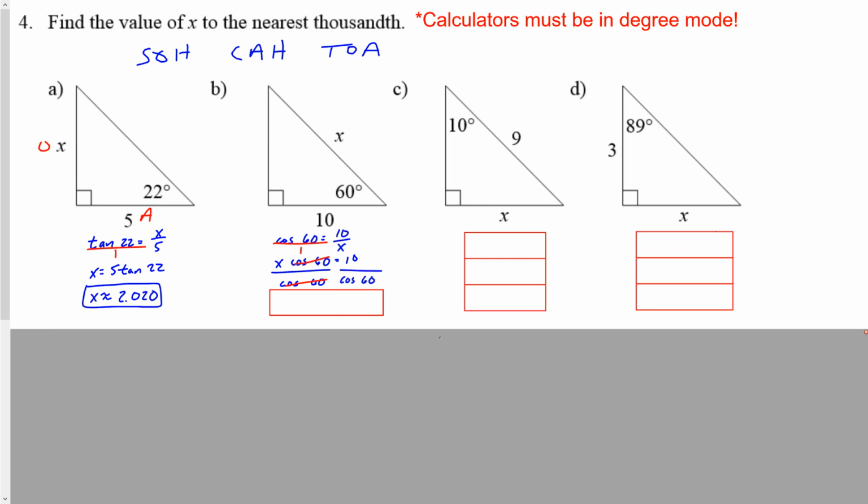So now in the calculator, the 10 divided by cosine of 60 is what you would be typing in, and you would find that x equals 20.